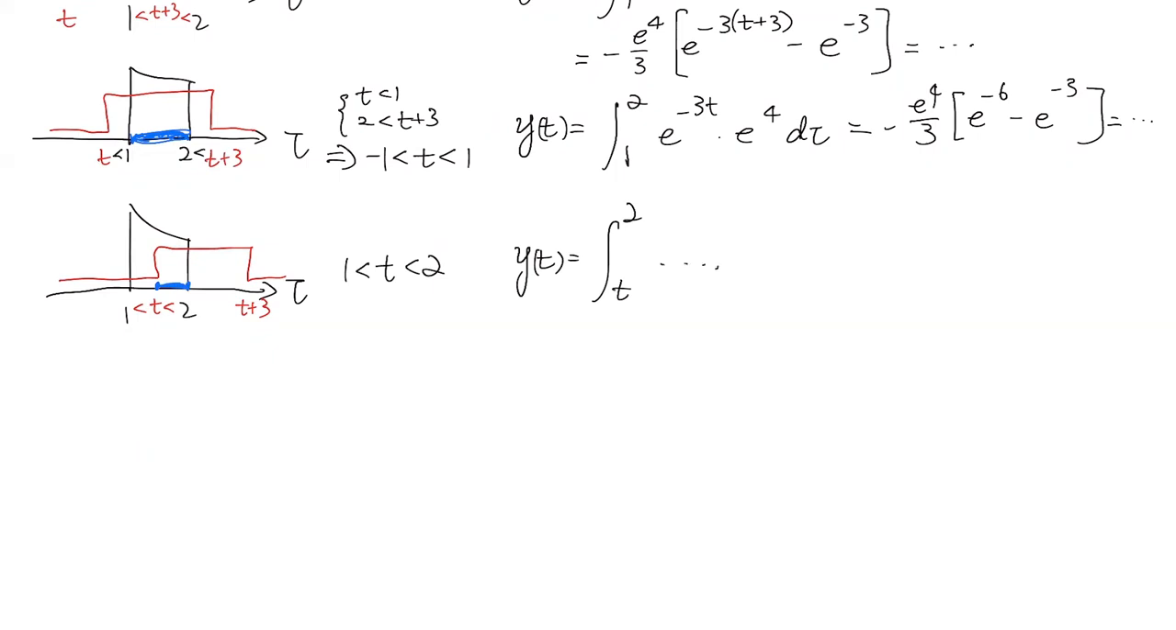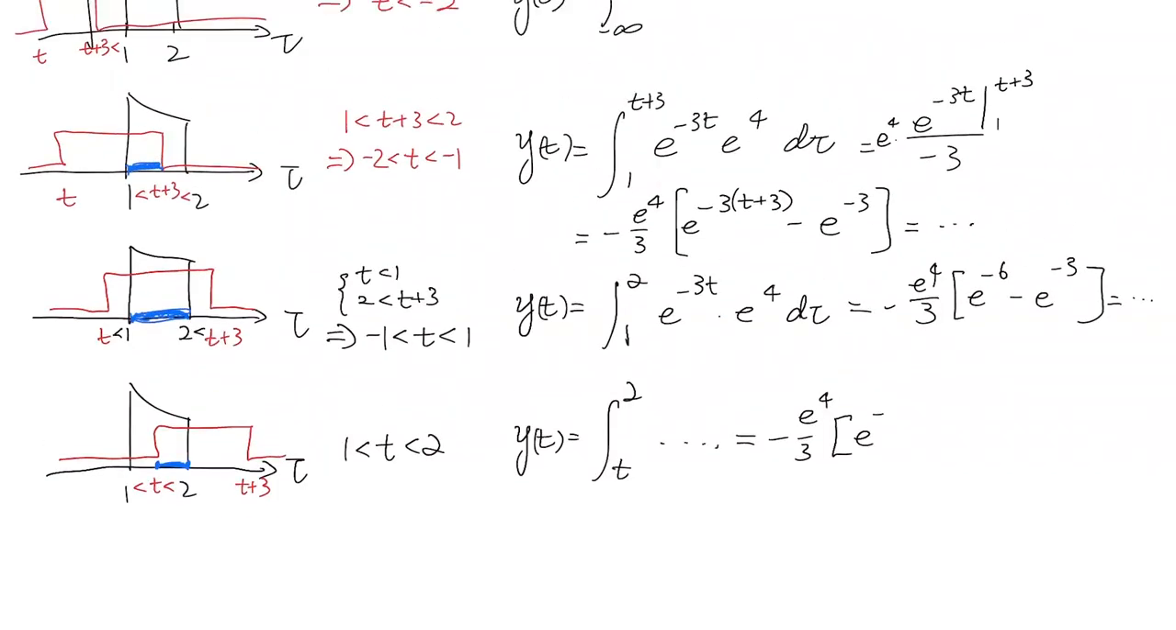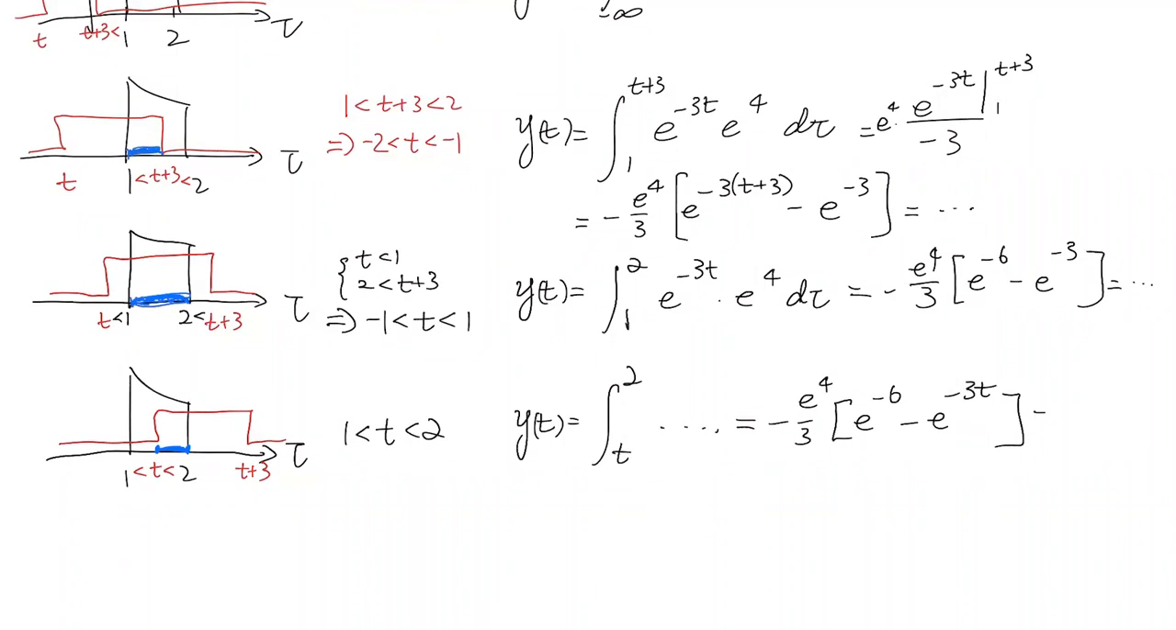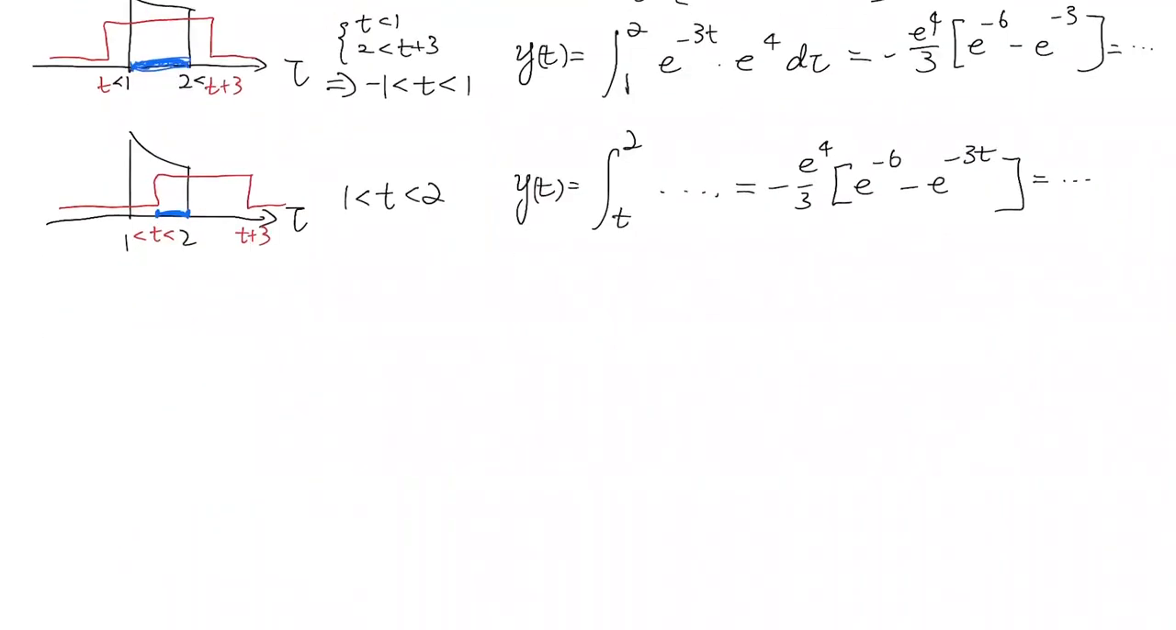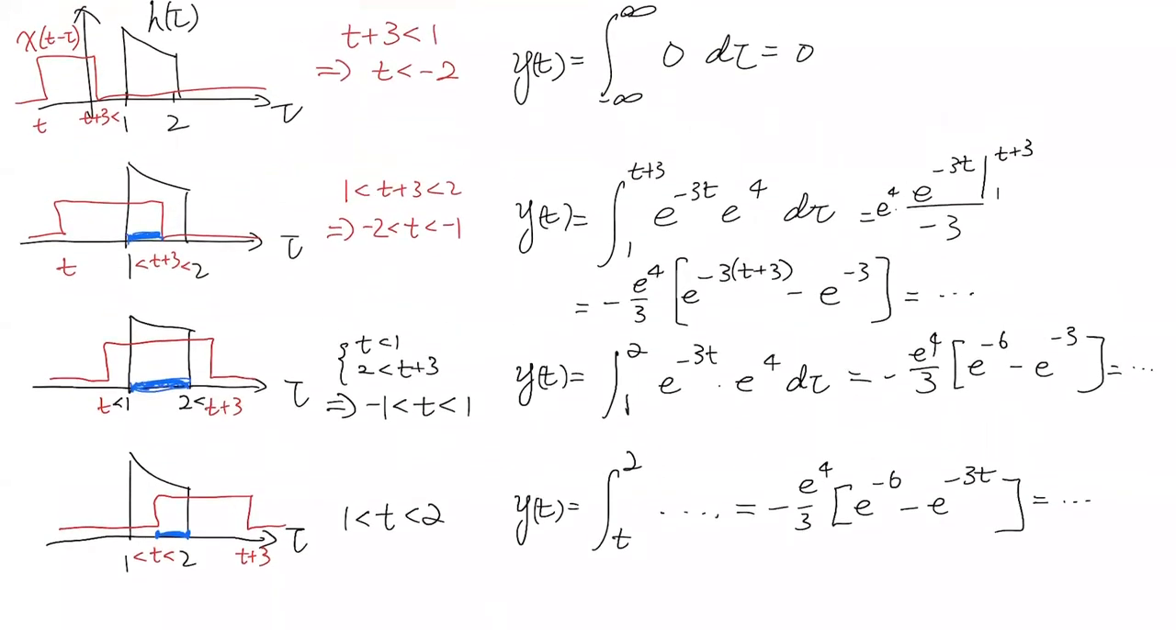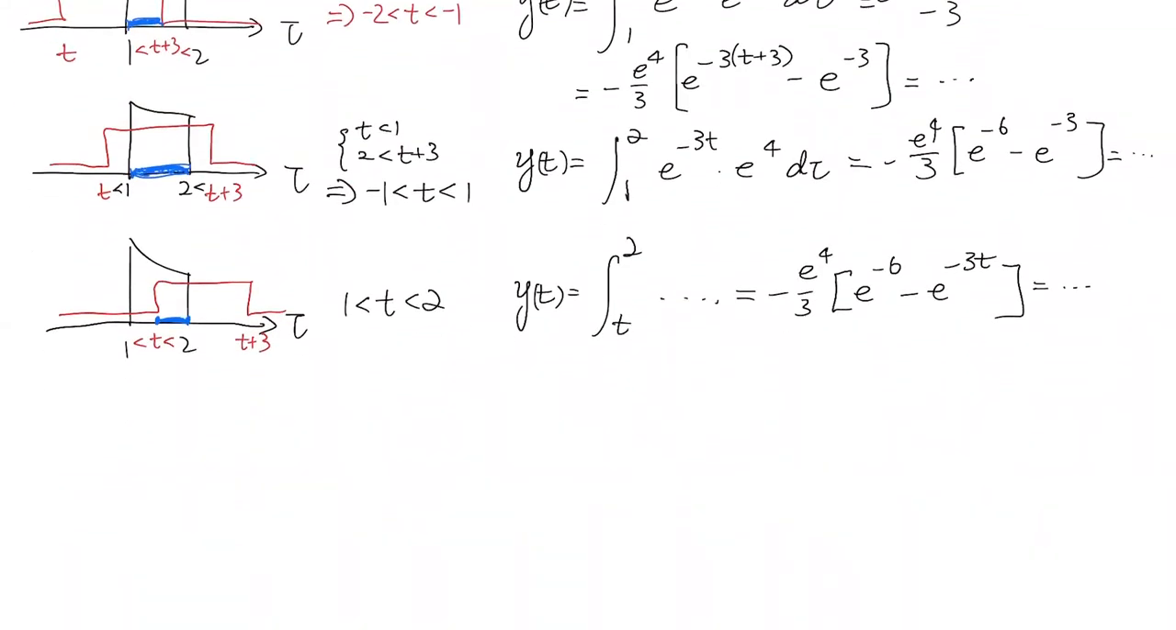Okay, so everything is the same here, and then 3 e to the 4, and then here we have e to the negative 3 tau. Look at this one, so from t to 2. So this gives e to the negative 6 subtracted by e to the negative 3t. Okay, and then you can further simplify. So let's go further. Yeah, so that will be the last one once you move the interval outside.